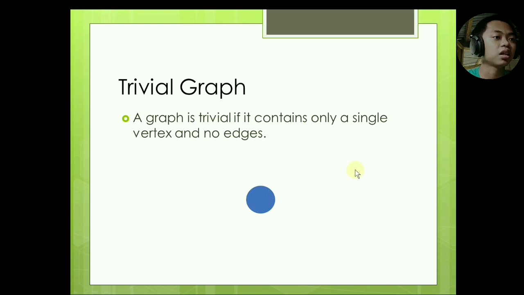Trivial graph. A graph is called trivial if it contains only a single vertex and no edges. So node ra ni siya walay connector. Siya ra usa. Mao ni gitawag og trivial graph.